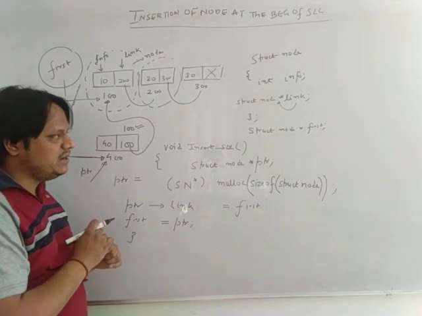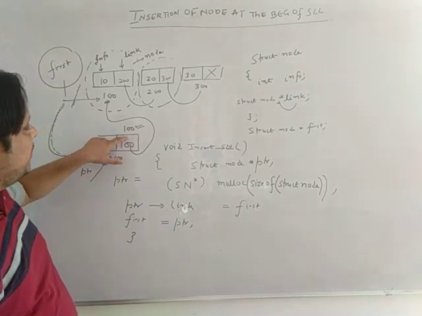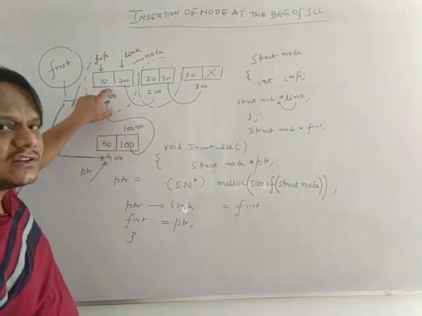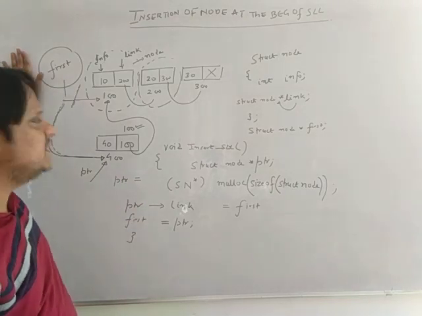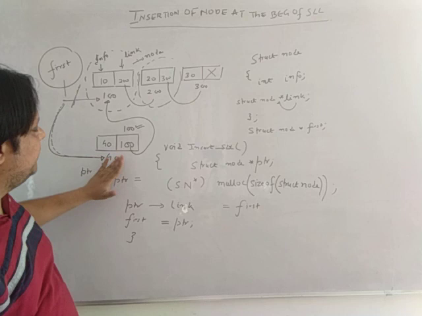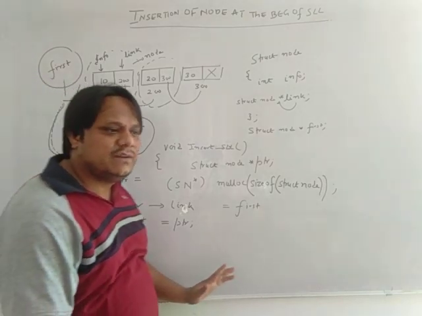So once more I am repeating. For this, you have to create a node. Once you create a node, you will assign the link part of the newly created node with the address of the first node. If this is done, then the first pointer should always point to the first node of a linked list. So this first pointer should point to the very first node of the linked list, which is your ptr. So first is equal to ptr. Right? I hope it is clear.